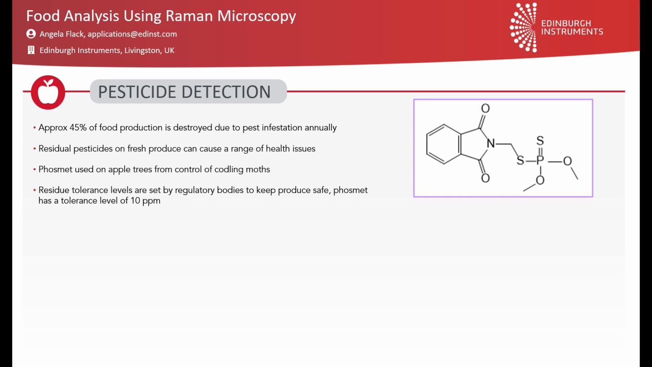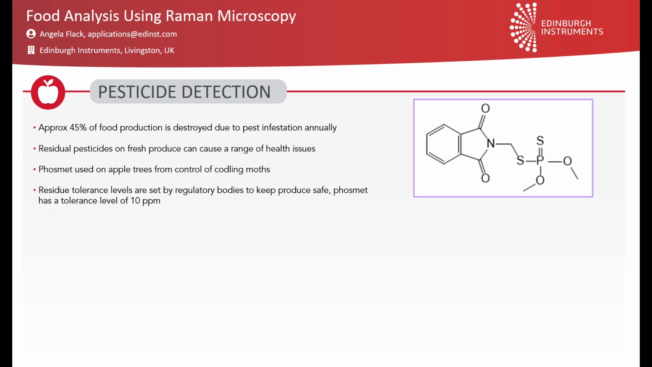Pest infestation is a massive issue for the global food supply chain. Chemicals called pesticides are one tool which can be used to combat these issues. However, they can be harmful to both the environment and human health. A commonly used pesticide on apple trees, for example, is Fosmet, which is used for controlling codling moths. Whilst the apples should be thoroughly cleaned, there is the risk of residual pesticides remaining on the apple skin, which could cause harm to human health.